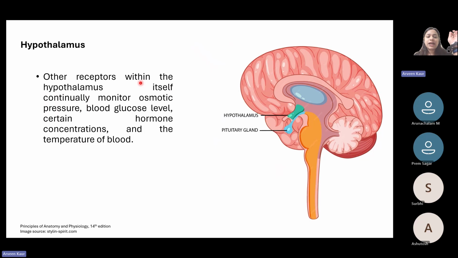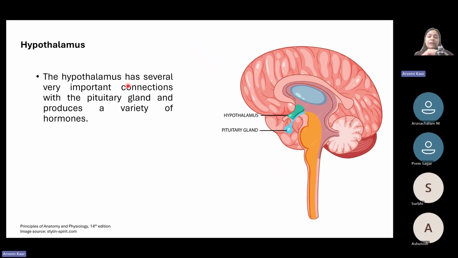Other receptors within the hypothalamus itself continually monitor the osmotic pressure, the blood glucose level, hormone concentrations, and temperature of the blood. Right. So, all this homeostatic monitoring is happening at the level of hypothalamus itself. It has several very important connections with the pituitary gland and produces a variety of hormones as well.